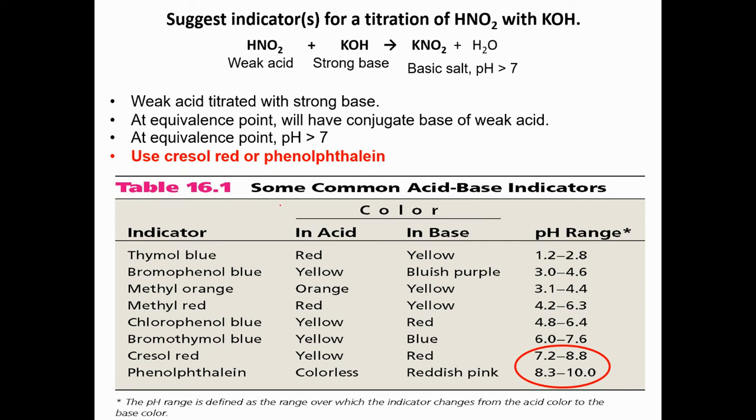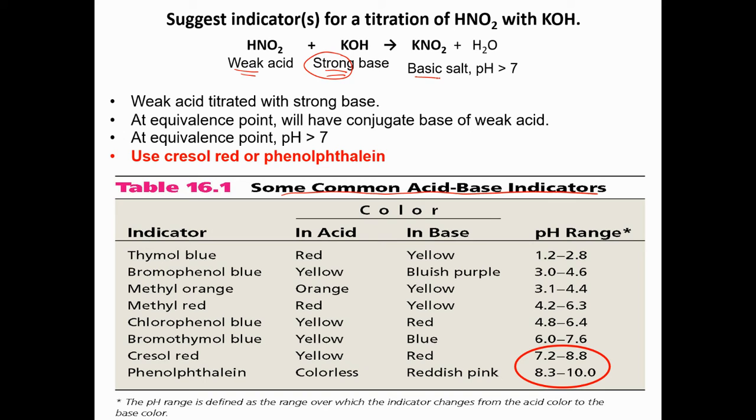Now let's look at the chart. These are some common acid-base indicators. Let's learn how to identify suitable indicators. First, suggest an indicator for a titration of nitric acid with potassium hydroxide. Identify first: HNO2 is a weak acid, KOH is a strong base. If we have weak and strong, we follow the strong one.